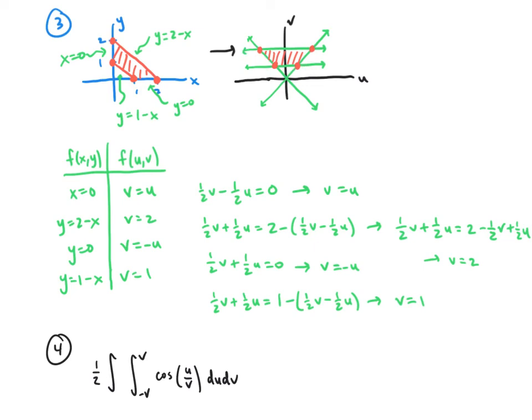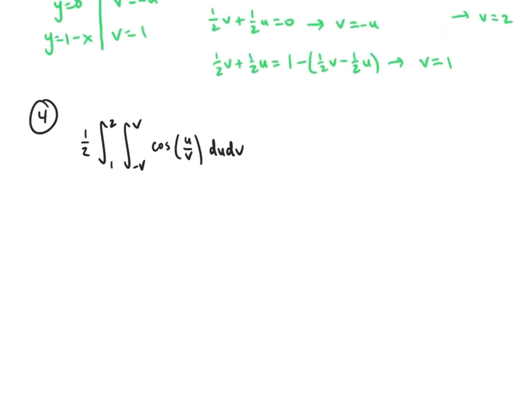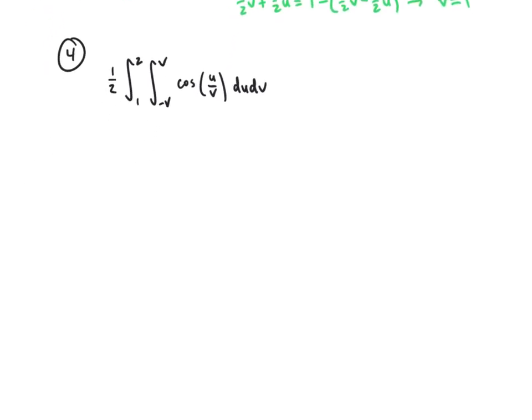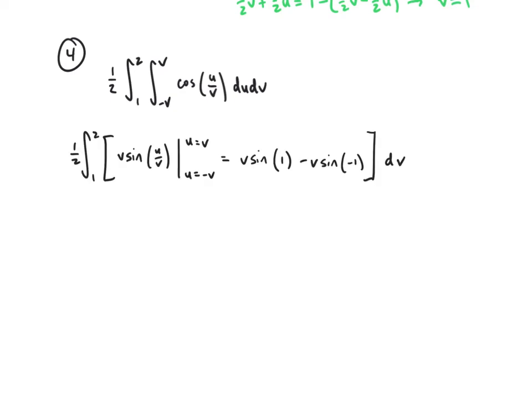Then we have v, and v is constant, so the lowest v is 1 and the highest v is 2, so the outside integral is going to be 1 to 2. So there we go, we finally have our setup, and now it's just a matter of calculating this antiderivative. So I'll pause and write some of this out.